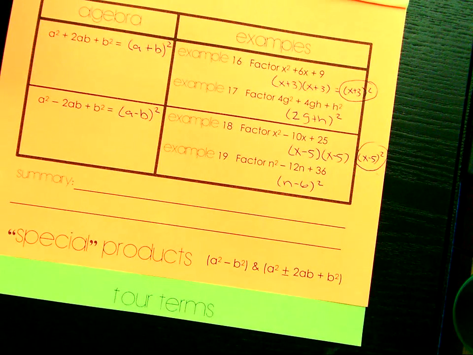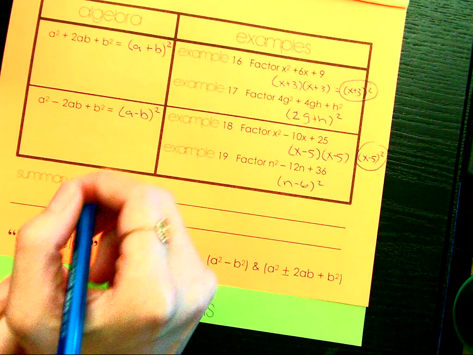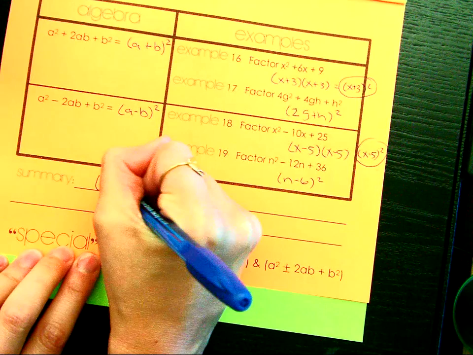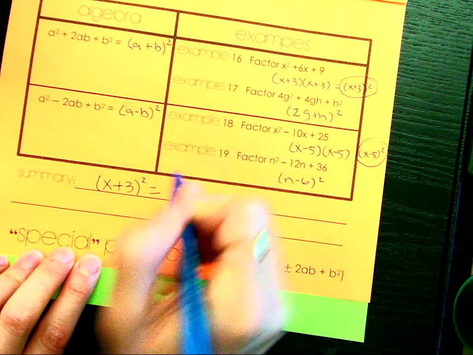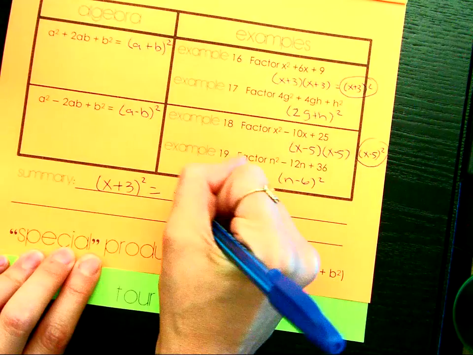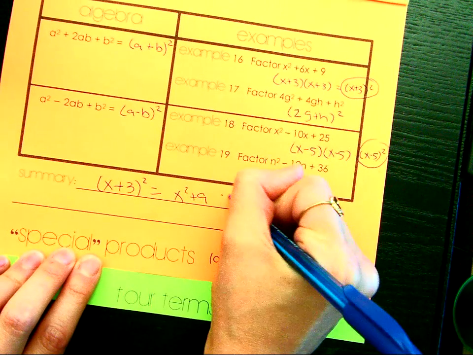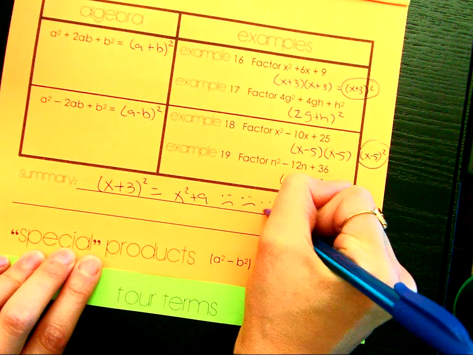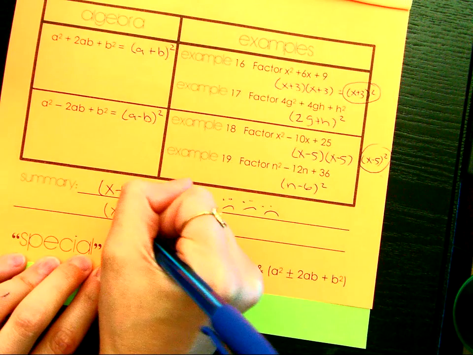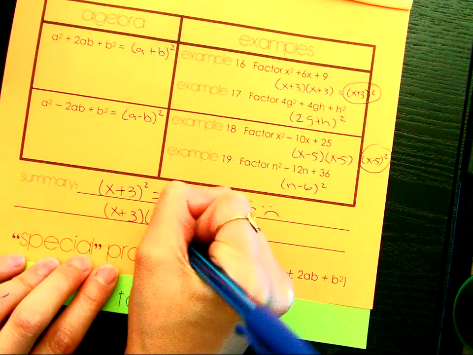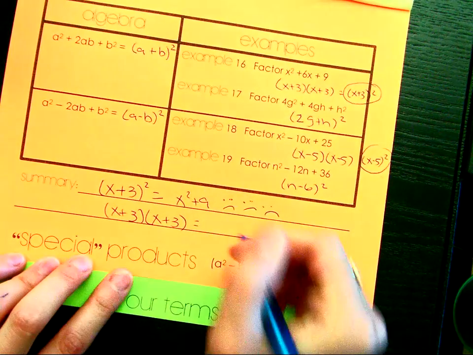So on the summary, rather than a summary, I want to warn you of a common mistake. Many people, when they see something like x plus 3 squared, make this mistake and try to distribute that to x squared plus 9. No. Be careful not to do that. Multiple choice is always set up to catch people doing this. X plus 3 squared is x plus 3 times x plus 3, which is x squared plus 6x plus 9. So be careful.